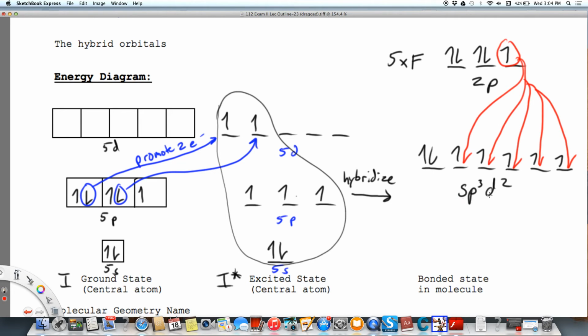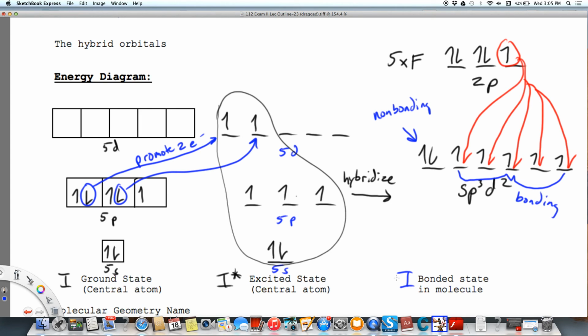So we've got our sp3d2 bonding, okay? So these are the bonding. Let's kind of draw that here. So these are my bonding, and these are non-bonding or unshared pair of electrons. So this is iodine in our bonded state.